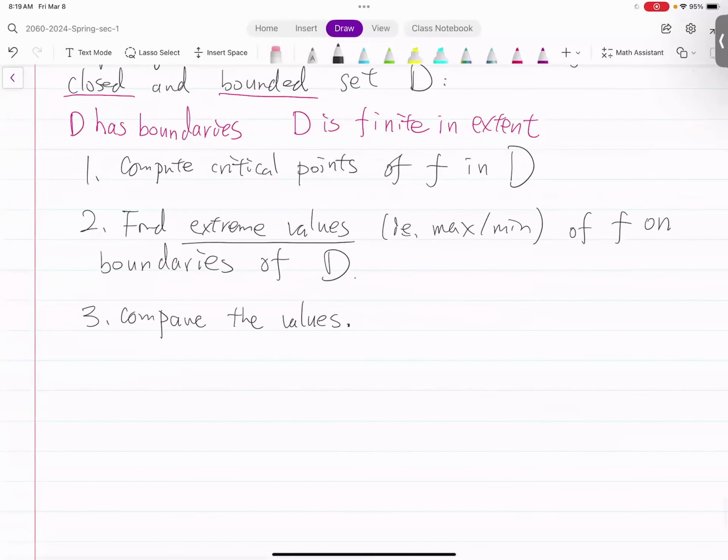Okay, so here the first step is nothing new, but the second step is kind of a necessary step, because sometimes it's possible that you don't really have any critical point within the domain, but everything lies on the boundary. Why boundaries? So let's look at the example.